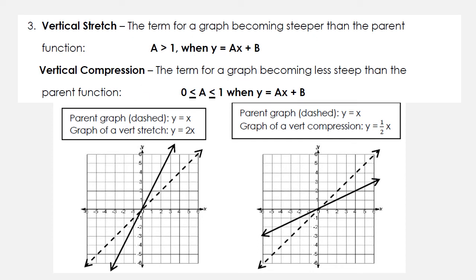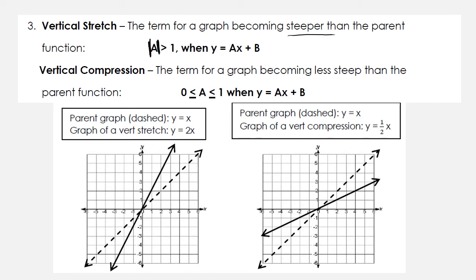Now, let's look into vertical stretch and compression. A vertical stretch happens when the absolute value of a value is greater than 1 in y = ax + b. When a is greater than 1, when compared to parent function, you will have a bigger slope. Bigger slope is going to create a steeper line.